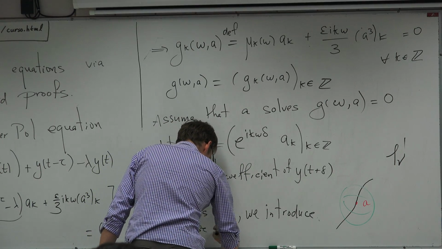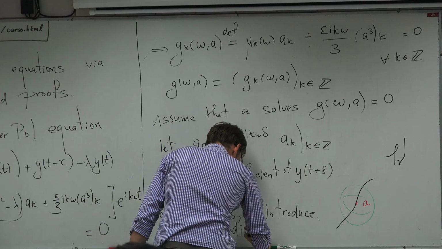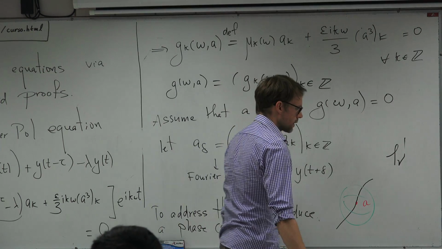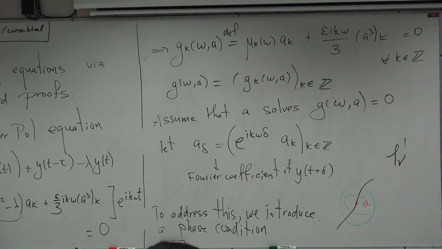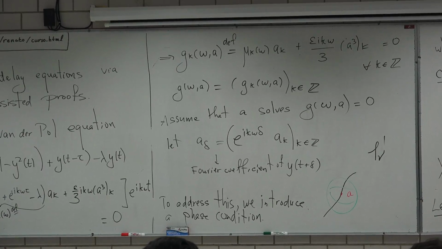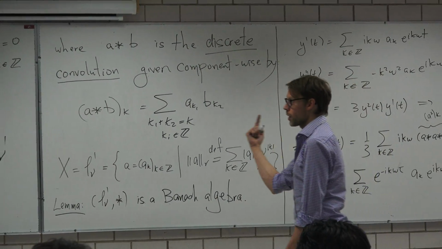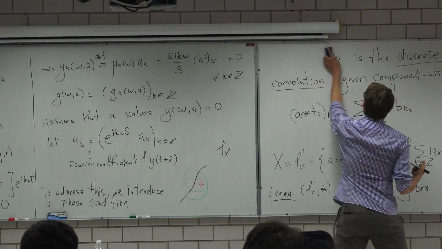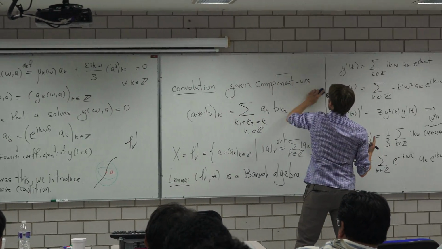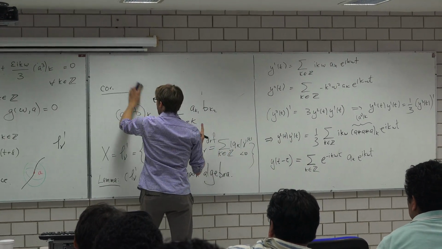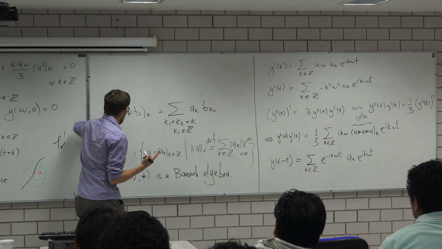There are several phase conditions that can be introduced. Some of the most natural ones involve a Poincaré map or a Poincaré phase condition. Sometimes you know a little bit more about the orbits that you're looking for, and you can cheat and impose some simpler ones.